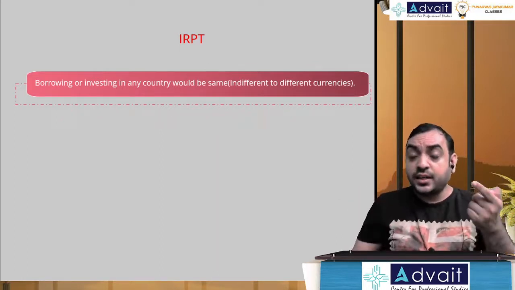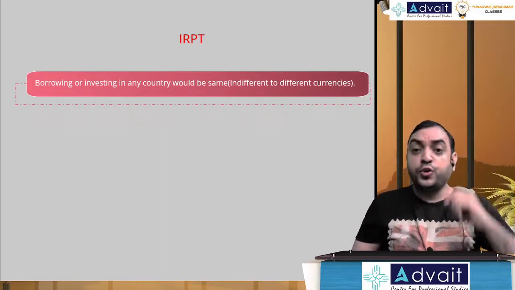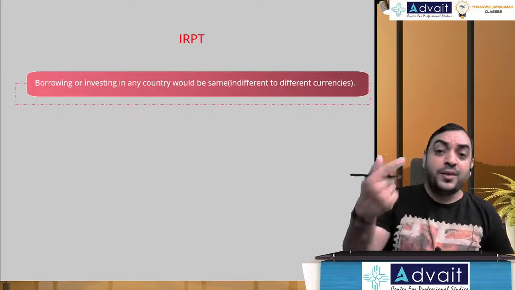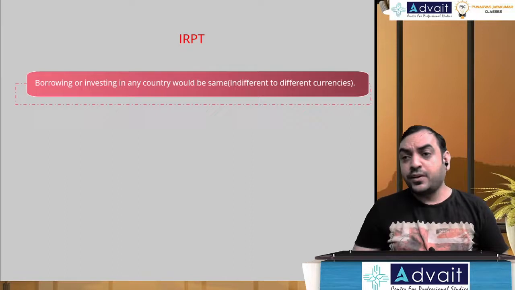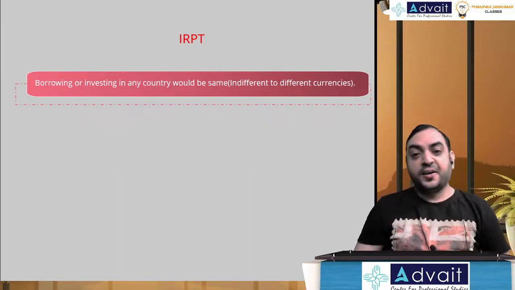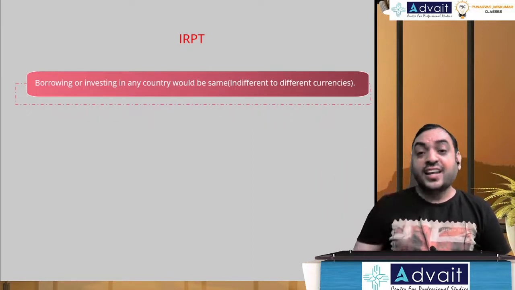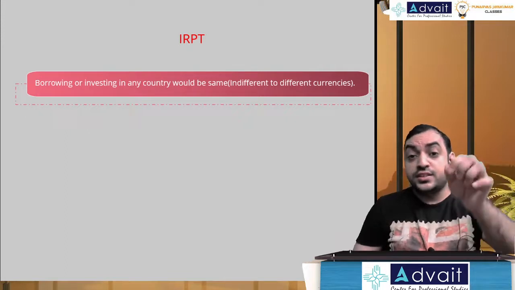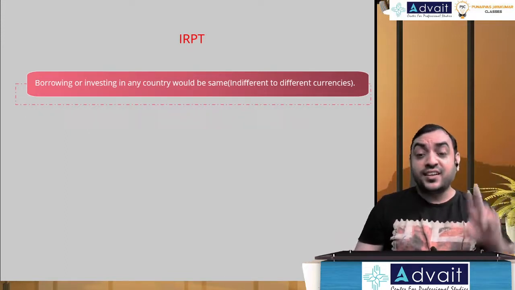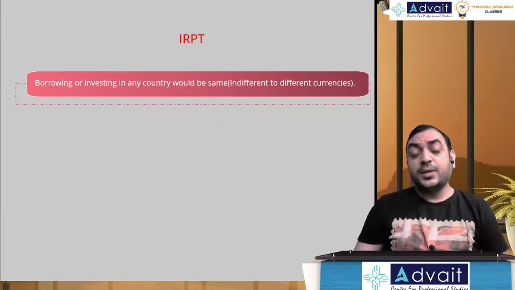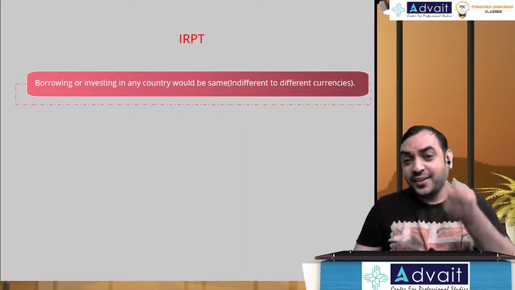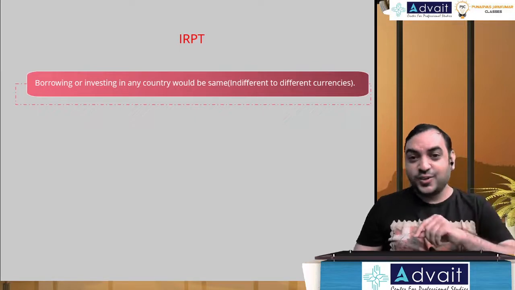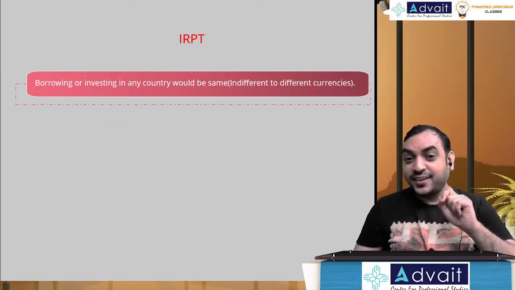There should not be a country which is favorable for you to borrow. There should not be a country favorable for you to invest. How will that happen? For example, in India, you borrow at 10%. In the US, you can borrow at only 4%, a cheaper rate. But what will happen when you borrow in the US dollar? The dollar will appreciate.